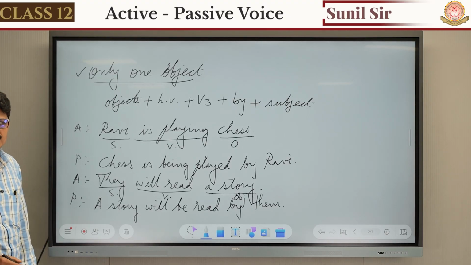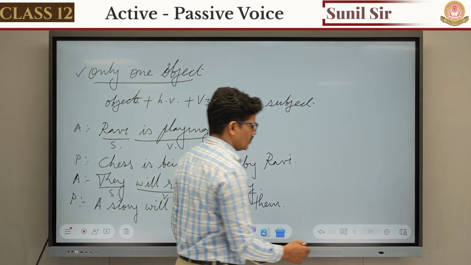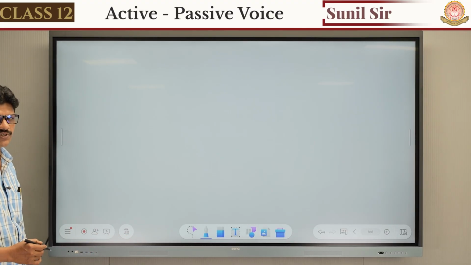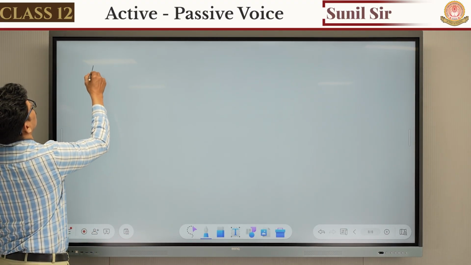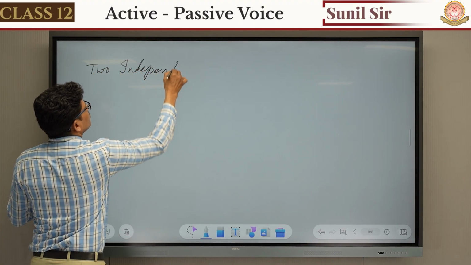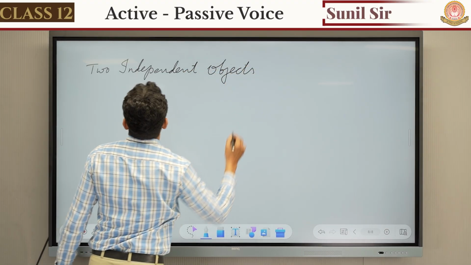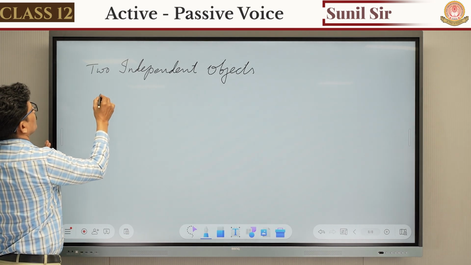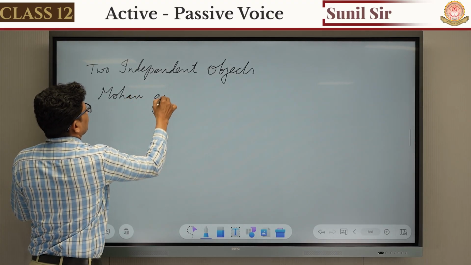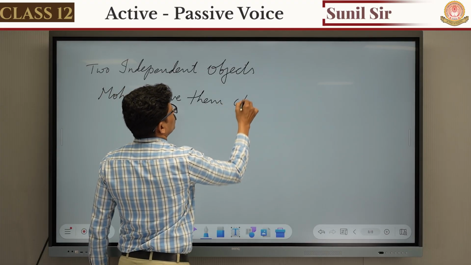Now, if we see the second formula, that is for two independent objects. So, what do I mean by two independent objects? That you will understand when you see the examples. Two independent objects. For example, Mohan gave them chocolates.